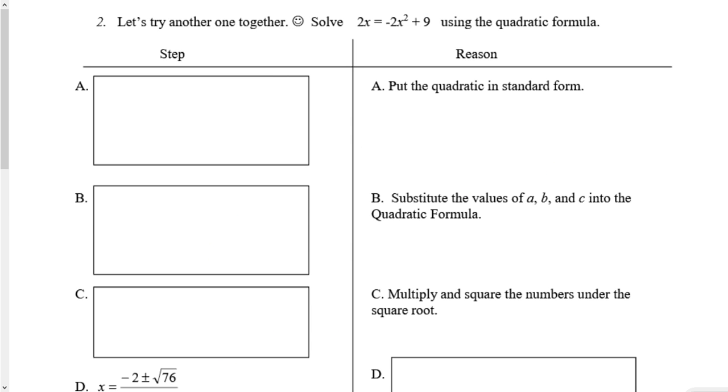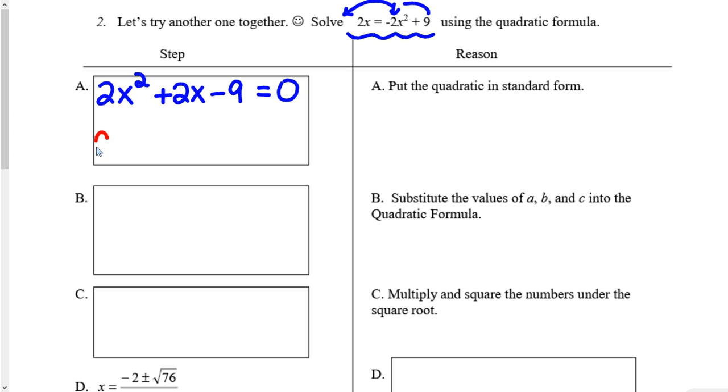All right, here's another one we can try together. So I have 2x equals -2x squared plus 9. First thing I'm going to do is to get this into standard form where I have my quadratic equal to 0. Again, it doesn't matter if the 0 is on the left or the right. In this case, since my x squared was negative, I would like to move that over to the left by adding 2x squared to both sides so that my 2 is positive. My plus 2x was already positive, and when I move my 9 also over to the left, that will now become a -9.